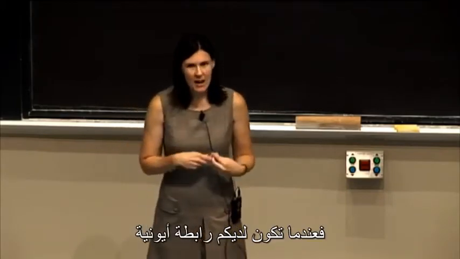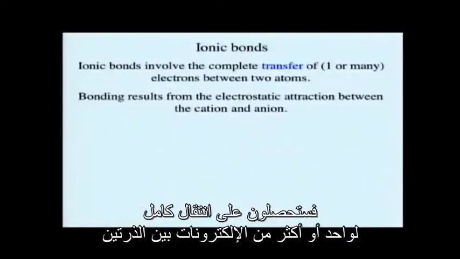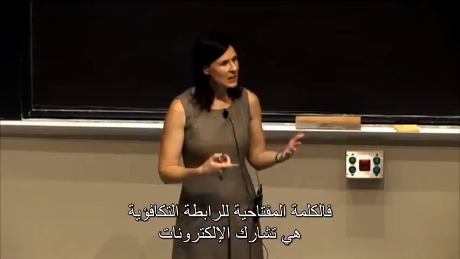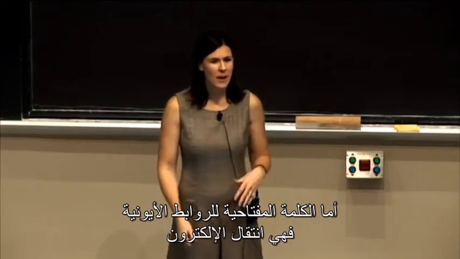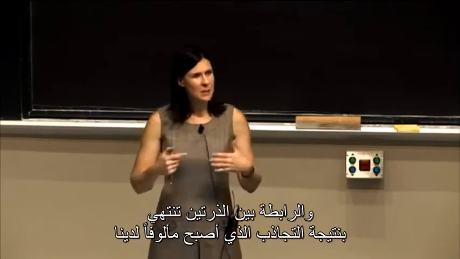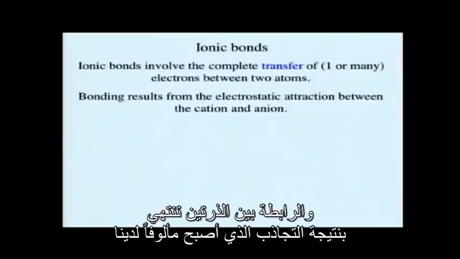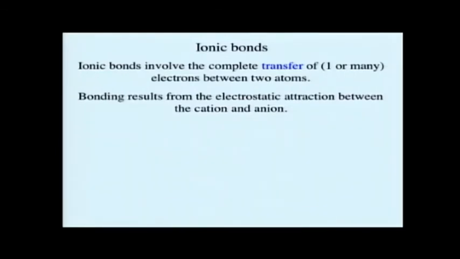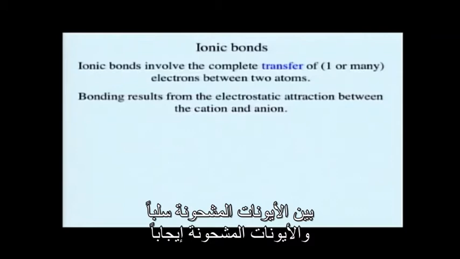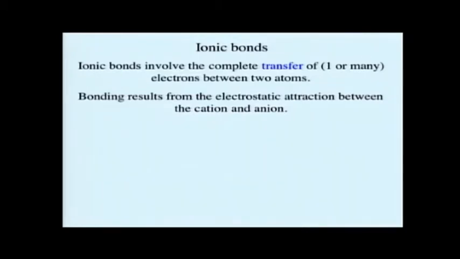And when you have an ionic bond, what you have now is a complete transfer of either one or many electrons between 2 atoms. So the key word for covalent bond was electron sharing. The key word for ionic bonds is electron transfer. And the bonding between the 2 atoms ends up resulting from an attraction that we're very familiar with, which is the Coulomb, or the electrostatic attraction between the negatively charged and the positively charged ions.